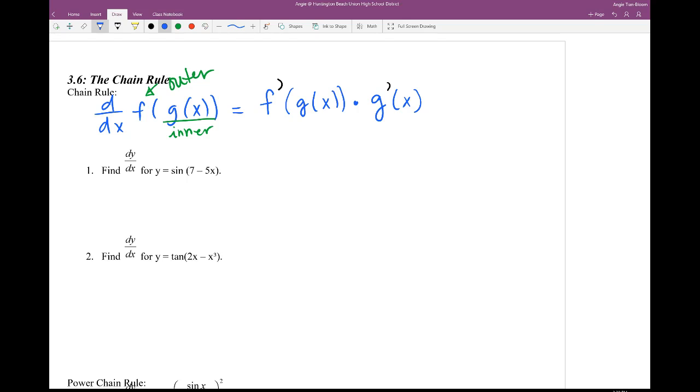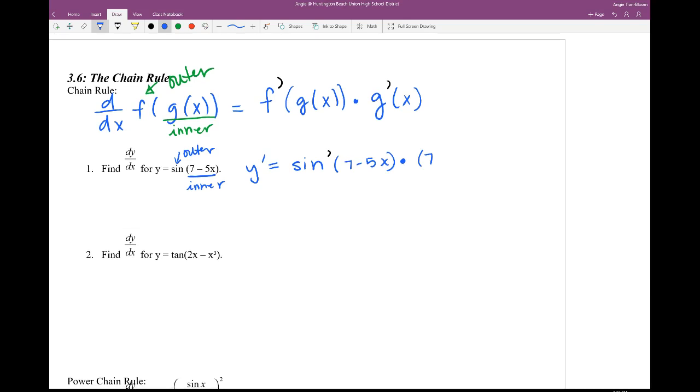Okay, so let's put it to use. This right here is the outer. This whole thing right here is the inner, okay? So when I go y prime, I can go, outer, which is sine prime of the inner, which is still 7 minus 5x. I'm just writing it down right now. I haven't done any derivative. I'm just copying out the formula. Then times the derivative of the inner. Well, the inner is this piece, and I'm about to take the derivative. Okay, so that's what it means.